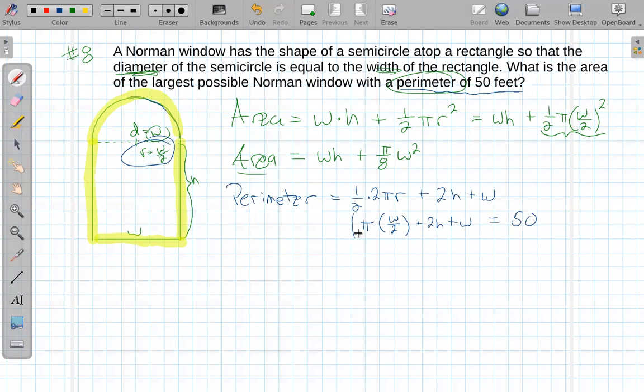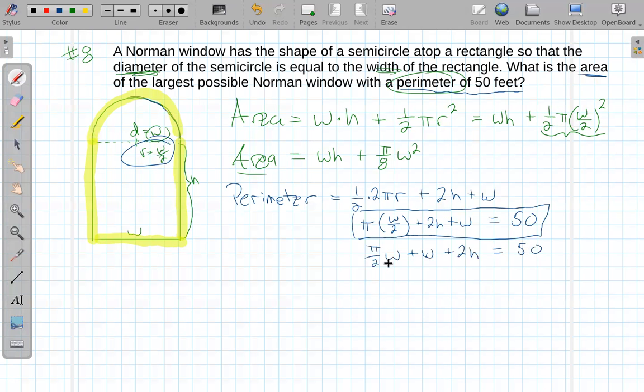So we can use this right here to get rid of W or H. And ultimately we want the area, so it really doesn't matter whether we get rid of W or H, which looks easier. And I'm thinking it's going to be easier probably to solve for H. We got to clean this up a little more. So pi times W over 2, we could write that as pi over 2 W, and then we have plus another W, put them in order, and then plus the 2H, that's equal to 50.